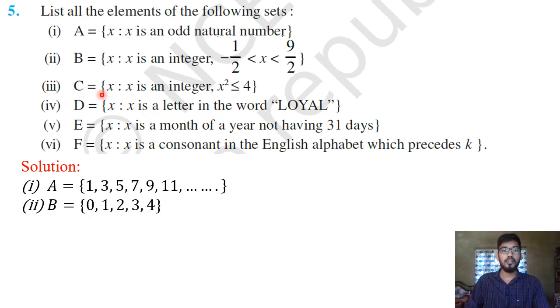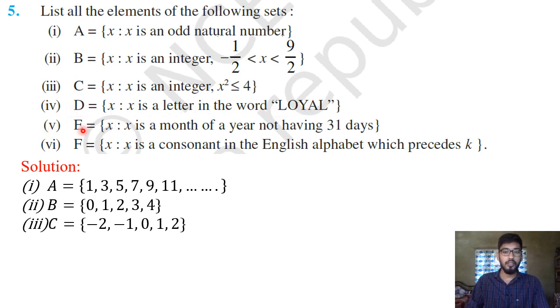Next number 3: x such that x is an integer and x square less than 4. So we have to write integers whose square is less than 4. Minus 2 square is 4, minus 1 square is 1, 0 square is 0, 1 square is 1, 2 square is 4. All of these are less than or equal to 4. Next question number 4, solve this yourself.